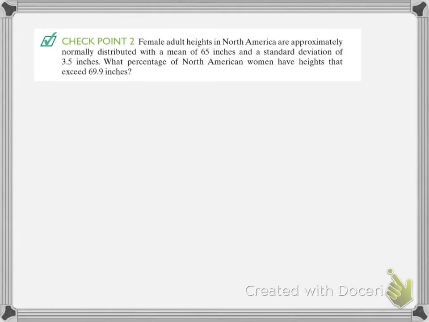Okay, let's look at this one. Female adult heights in North America are approximately normally distributed with a mean of 65 inches and a standard deviation of 3.5 inches. What percentage of North American women have heights that exceed 69.9 inches? First, let's find the z-score for 69.9. That would be 69.9 minus 65, which is the mean, all over 3.5, which is the standard deviation. On my calculator, 69.9 minus 65 divided by 3.5 is 1.4.